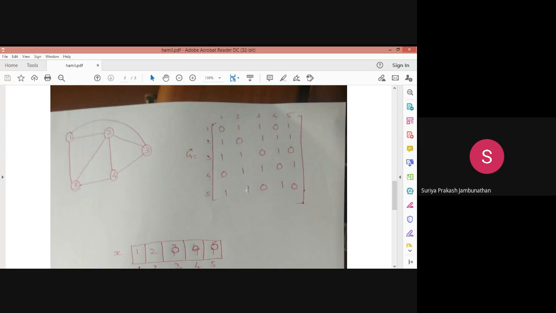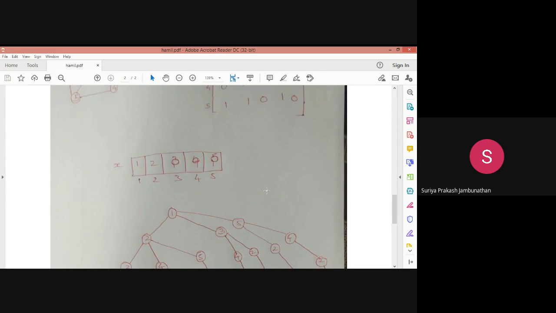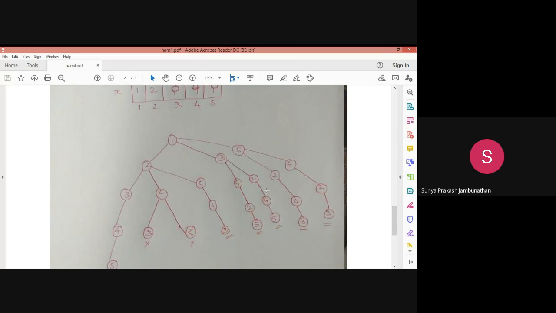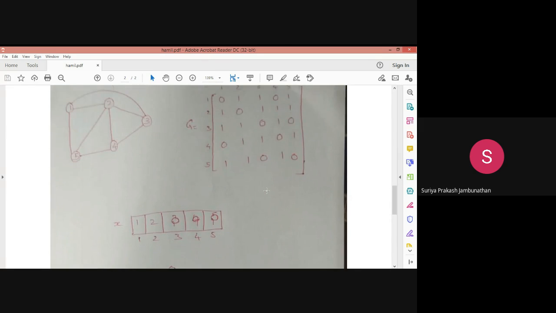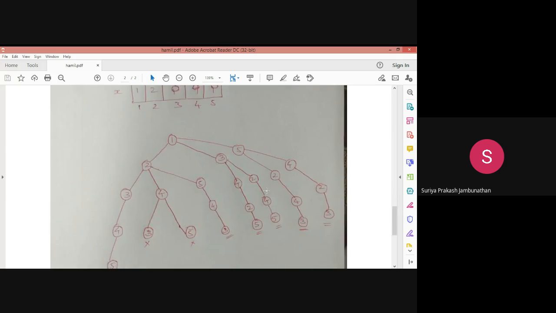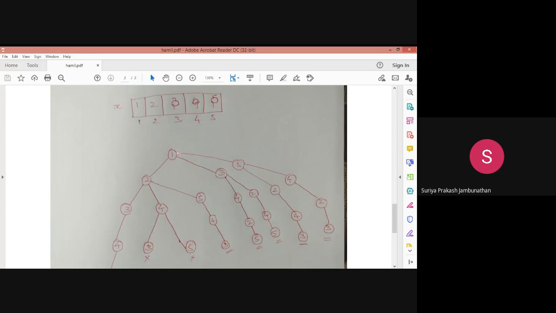After making this, we start our process. What is the process? We start the backtracking process, and we try to form the Hamiltonian cycle tree. We take the root node as 1. From 1, which node do we visit first? From 1, we visit node 2.